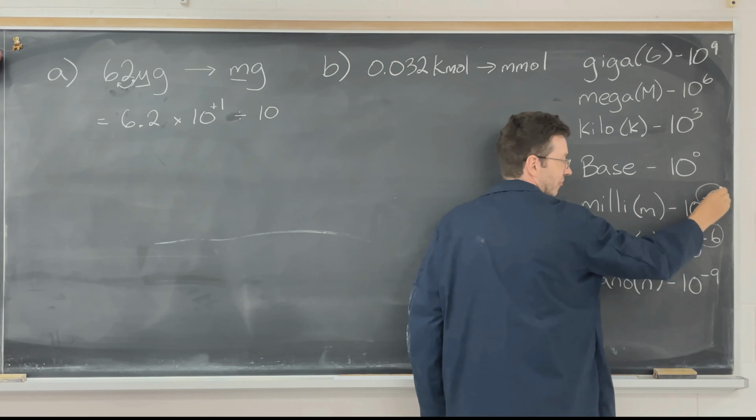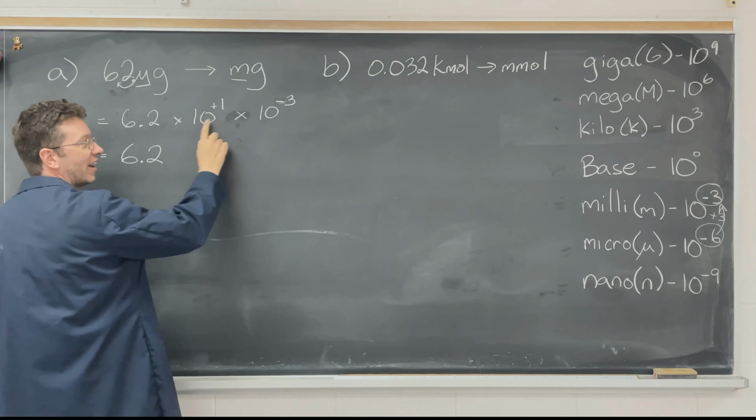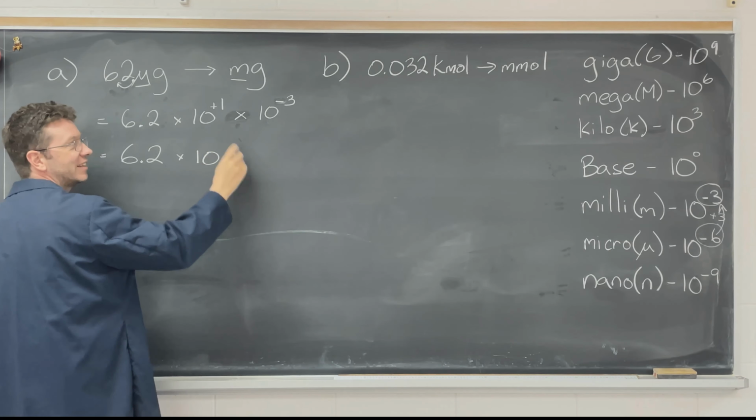Now, if you want to take that one step forward, instead of division, you can multiply by the opposite exponent, like so. So now we can simply write 6.2, and then just our exponent laws, if we have common bases, so times 10, we add the exponents, so +1 minus 3, or +1 plus -3, gives us -2 milligrams. This is all now milligrams. And that's all there is to it. Let's try the next one.